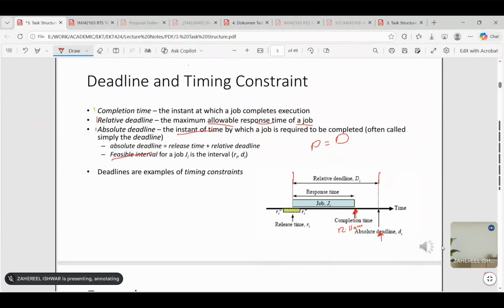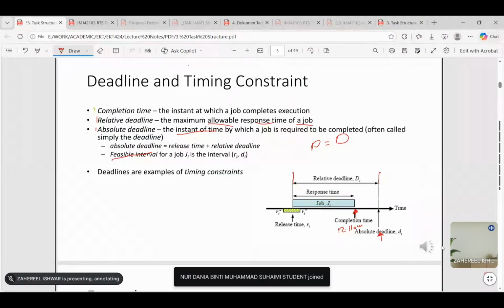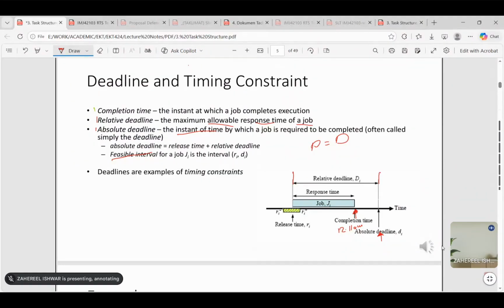I repeat, okay? If I say our task is to read the sensor value every 5 seconds, so that is the task. The fact that you do reading every 5 seconds: at time 0, you read. At time 5, you read. At time 10, you read. So at time 0, that is job number 1 of that task. At time 5, that is job number 2 of the same task. At time 10, that is job number 3 of the same task.